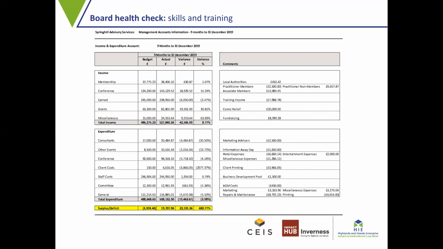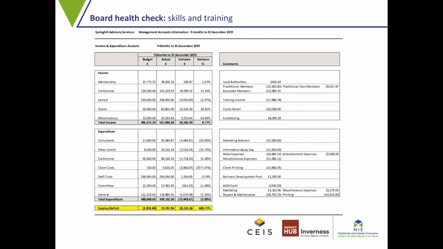Looking at the income part of the statement, the budgeted total income was 485,275.23, and the actual total income for the period was 527,840.26, resulting in a positive variance of 42,565.03. Then looking at the expenditure details, the budgeted total expenditure was 488,668.63, and the actual total expenditure for the period was 508,132.30, resulting in a minus variance of minus 19,463.67.